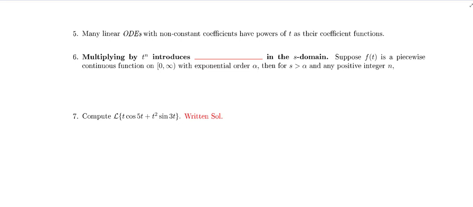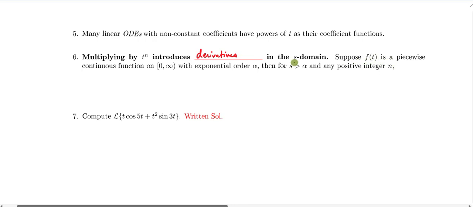So folks, the next example that we're going to look at highlights the fact that many of the linear ODEs we've looked at that have had non-constant coefficients have had powers of t in their coefficient functions. For that reason, we'd like to know how to take the Laplace transform of functions whose Laplace transform is known or presumed to be known, and then multiply it by a factor of t to the n. What I want you to take from this is that multiplying by t to the n introduces derivatives in the s domain.